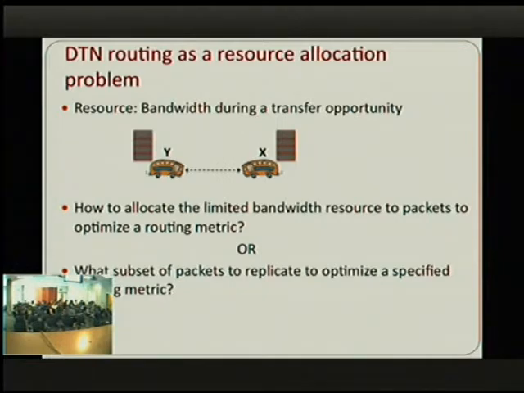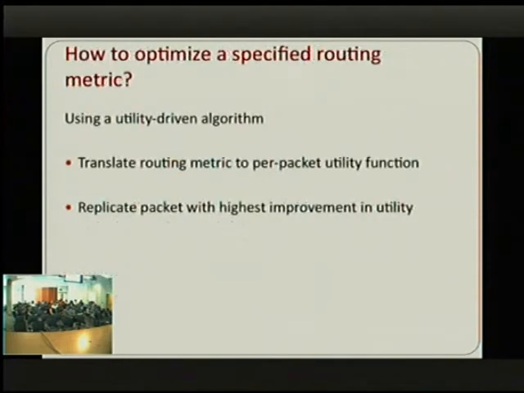Your routing metric could be, for example, minimizing average delay, or if you want to send news articles that expire within a deadline, then you may want to maximize the number of packets delivered within the deadline. So the question is, how do you optimize a specified routing metric? We do this using a utility-driven algorithm, where we translate the routing metric to a per-packet utility function. Once you have this utility function, you can estimate how much improvement in utility you can get by replicating the packet. And then you replicate the packet that gives you the highest improvement in utility, which translates back to the highest improvement in the routing metric.